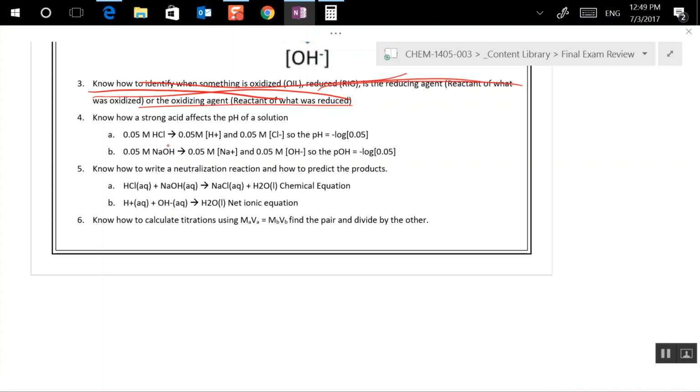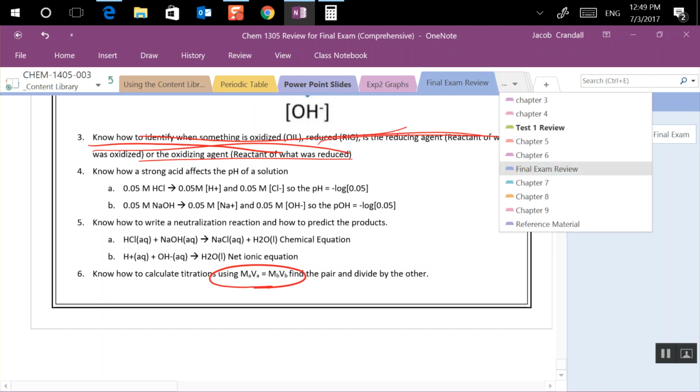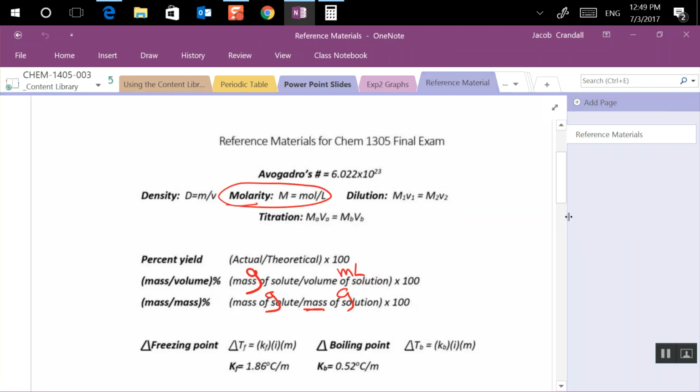Titrations. You're just simply using that equation, okay? So under our reference materials, you'll have the titration equation, right? So you'll be able to use it.